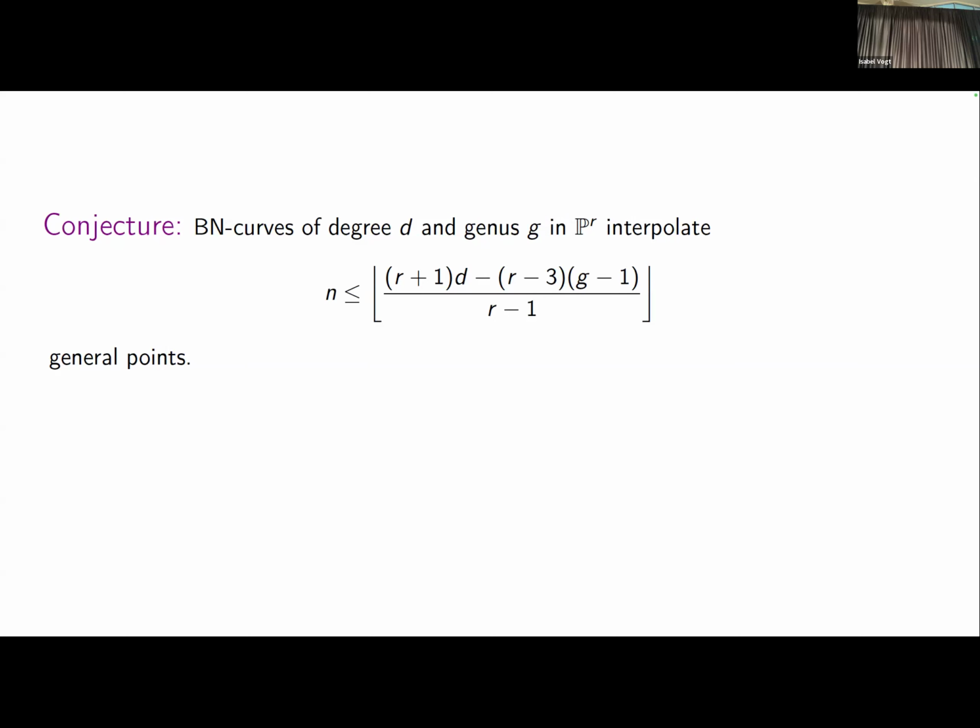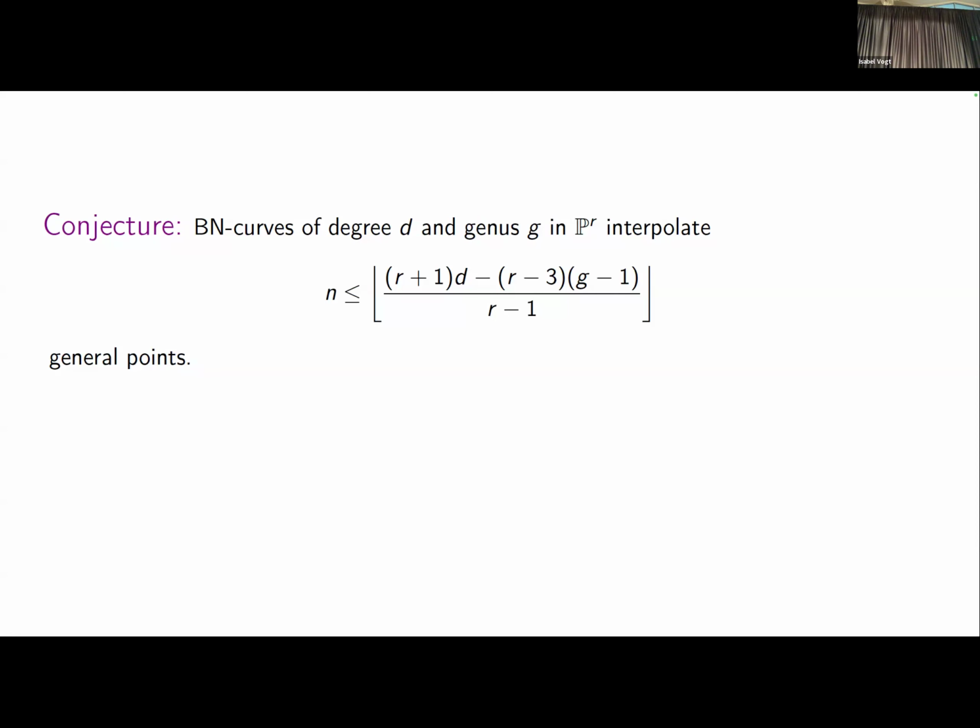Yes. Is there any other geometric significance of this number? The real geometric significance comes from the dimension. You will see this magical number (r+1)d - r(g-1) appear again later in the talk, but it's really appearing for the same reason. Thank you. Good question. Other questions?